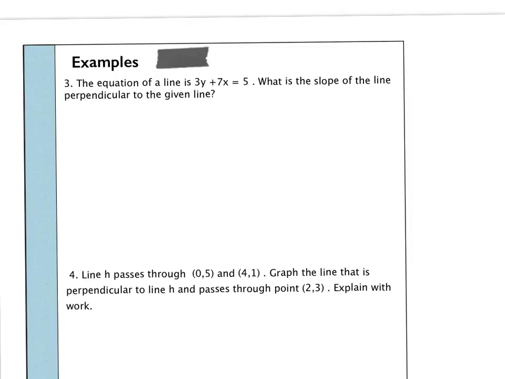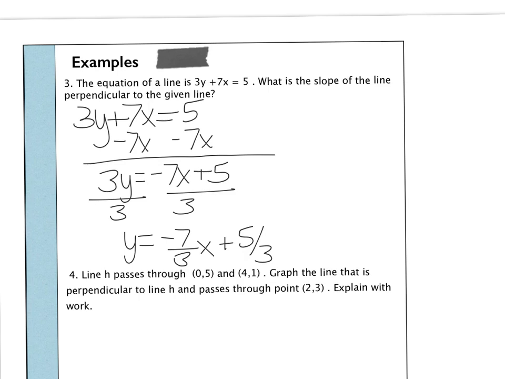Okay, so let's look at number 3 here. Number 3 says, the equation of a line is 3y plus 7x equals 5. What is the slope of a line perpendicular to the line given? So step 1 is to actually find the slope of this line. So we're going to take 3y plus 7x equals 5, and we're going to solve it for y. Our slope, once we solve for y, is negative 7/3, so m equals negative 7/3. But they don't want the slope of this line. They want the slope of a line perpendicular, so I'm going to use a little symbol. That would mean flip this over, 3 over 7, and negate the sign. It's negative, so it's positive, so our answer is 3 over 7.